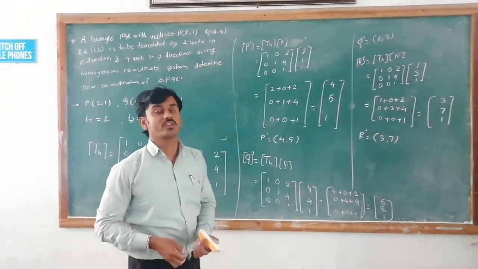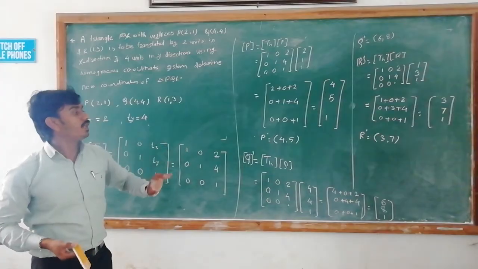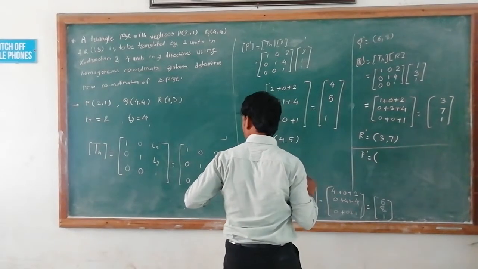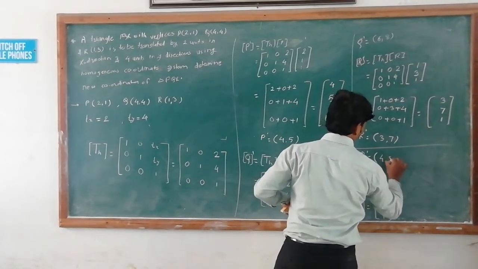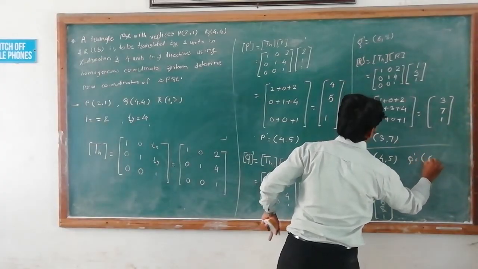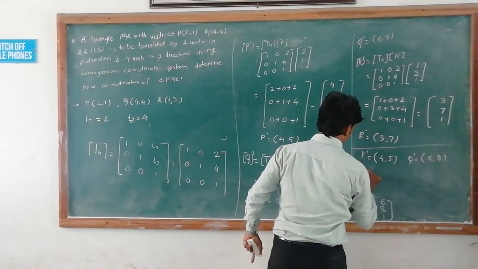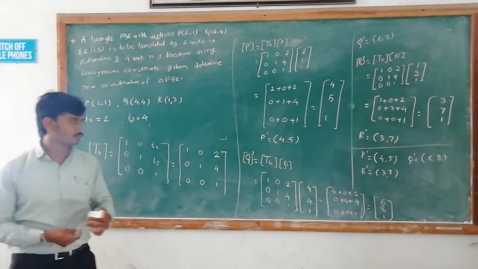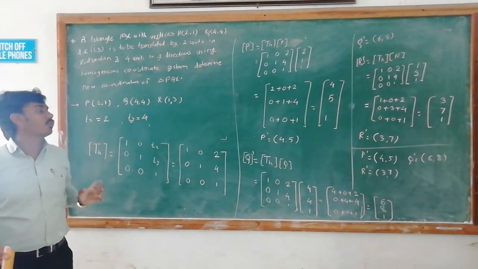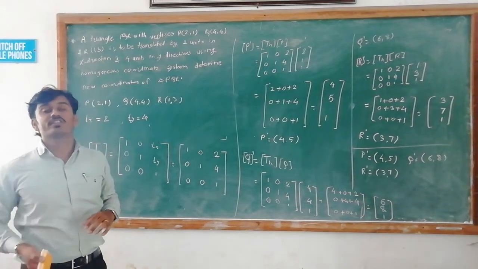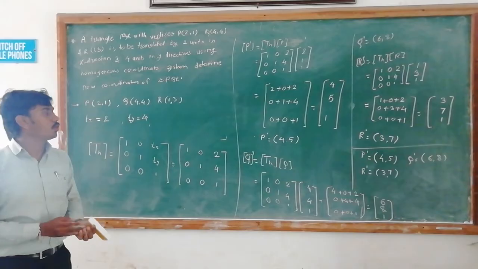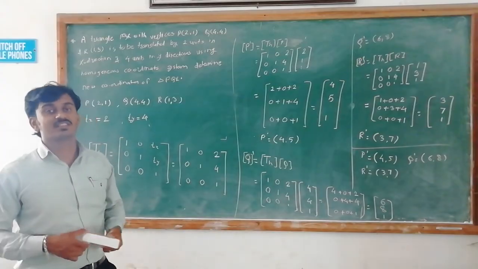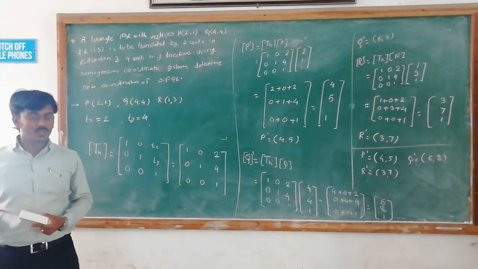So these are the new coordinates of the points P, Q, R. So you write here P dash is equal to 4, 5, Q dash is equal to 6 and 8, and R dash is equal to 3 and 7. So this is the new coordinates of the triangle PQR. In this way we can find out the new coordinates of the points PQR when the translation is done by 2 units in the x direction and by 2 units in the y direction.